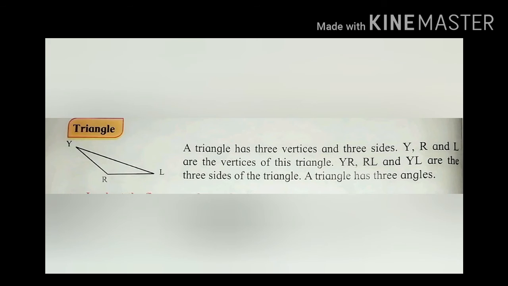Triangle. A triangle has three vertices and three sides. A triangle does not have four sides, it has three sides and only three vertices. This triangle is named YRL, so the vertices are Y, R and L. YR, RL and YL are the three sides of the triangle. The triangle has three angles.